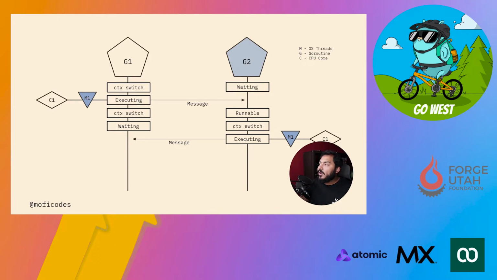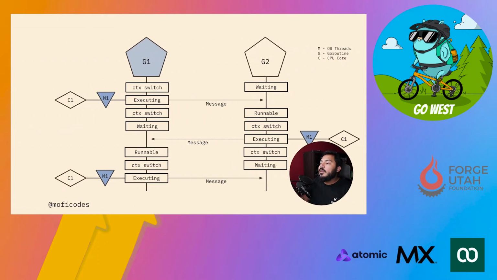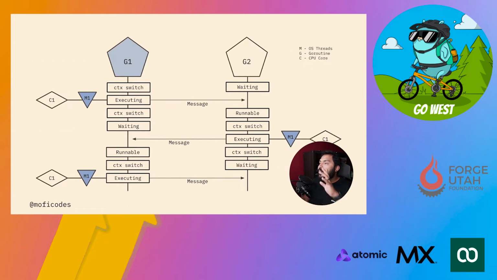We can run this G2 on the same thread on the same core, and then we send the information back to G1, which was waiting, goes to runnable, and context switches to executing. One of the key things to note here is that although we are context switching between G1 and G2, our thread and the CPU core we are running on don't need to switch, because from the operating system's point of view, it is the same thread doing the work. Because the Go routines are managed by our Go runtime, our CPU and our threads don't need to know that.